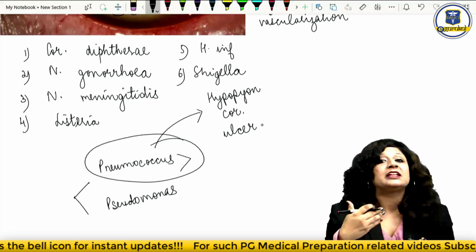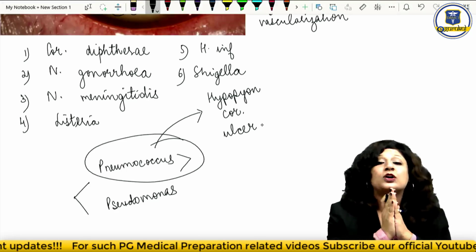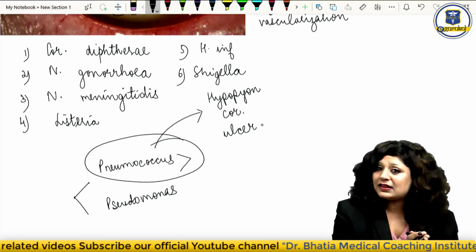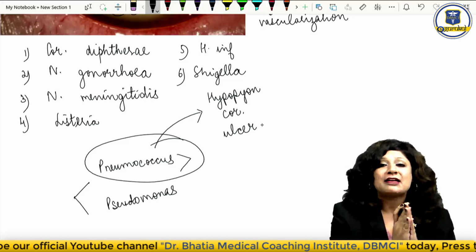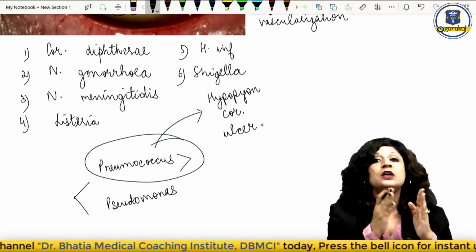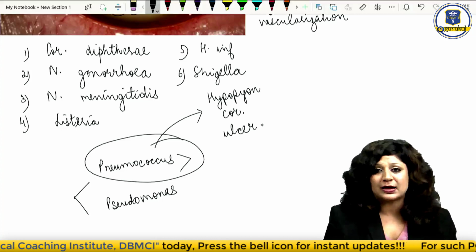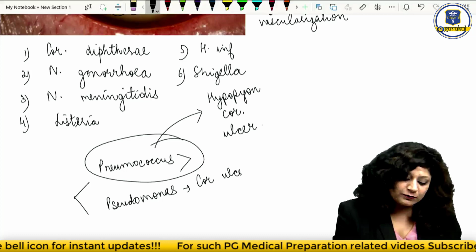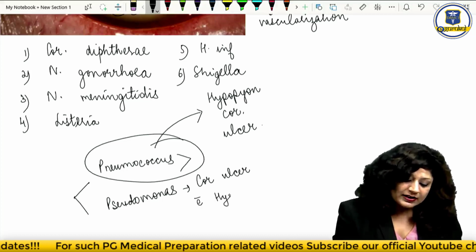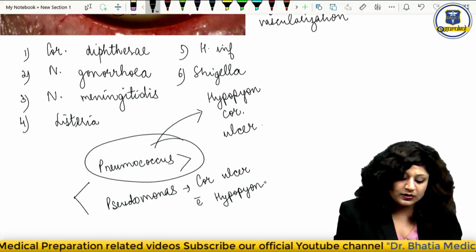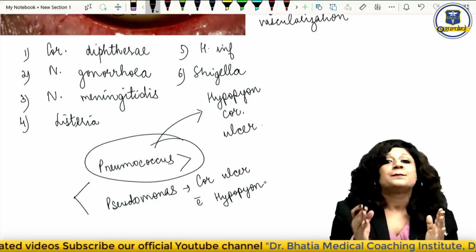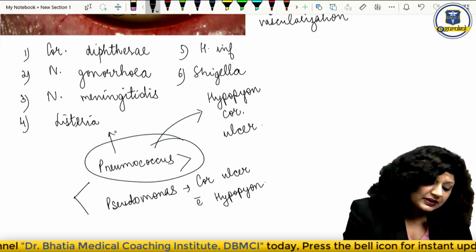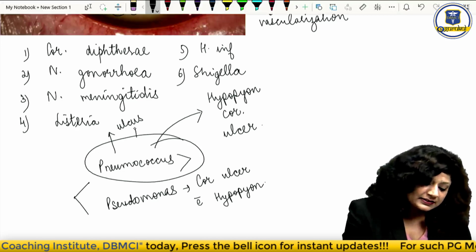The name has been given as hypopyon corneal ulcer because hypopyon is a prominent feature of these ulcers. It does not mean that hypopyon is produced by only this. Every bacteria, as I told you before also, can produce hypopyon, but the other ones will be called corneal ulcer with hypopyon, while only the pneumococcus one is called the hypopyon corneal ulcer. Second important thing, this ulcer is also called Ulcus serpens.